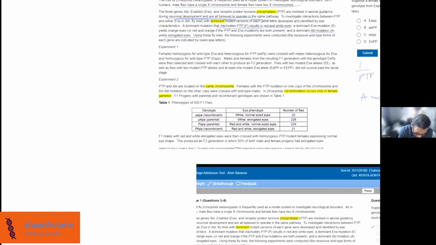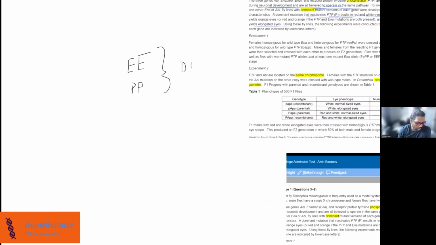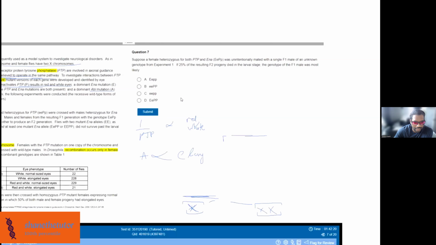So anything that has big E, and anything that has big P, will not survive past the larval stage. So these die.